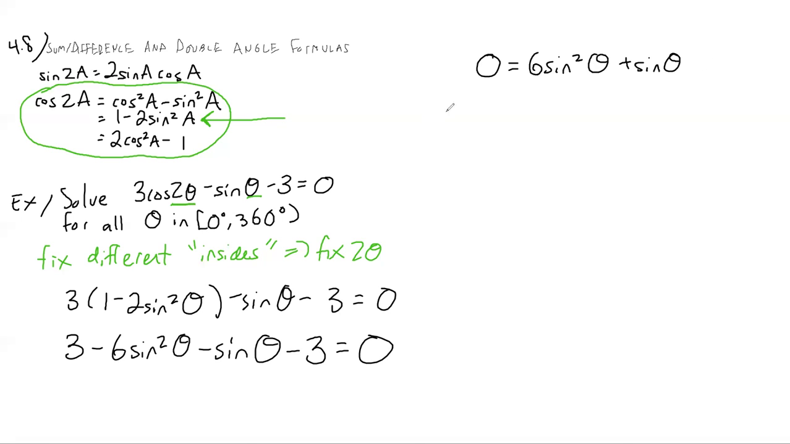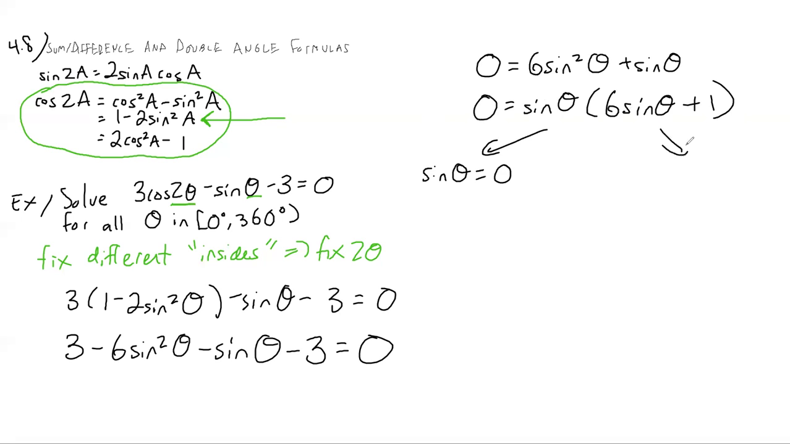All right. So those 3's are going to cancel, and what we actually now have is just 6 sine squared theta plus sine theta. And so to solve this, I could factor a sine theta, since there is a common factor there. And that would give me sine theta times 6 sine theta plus 1. And so that's going to give me 2 equations here. Sine theta is 0, and sine theta is negative 1 over 6.